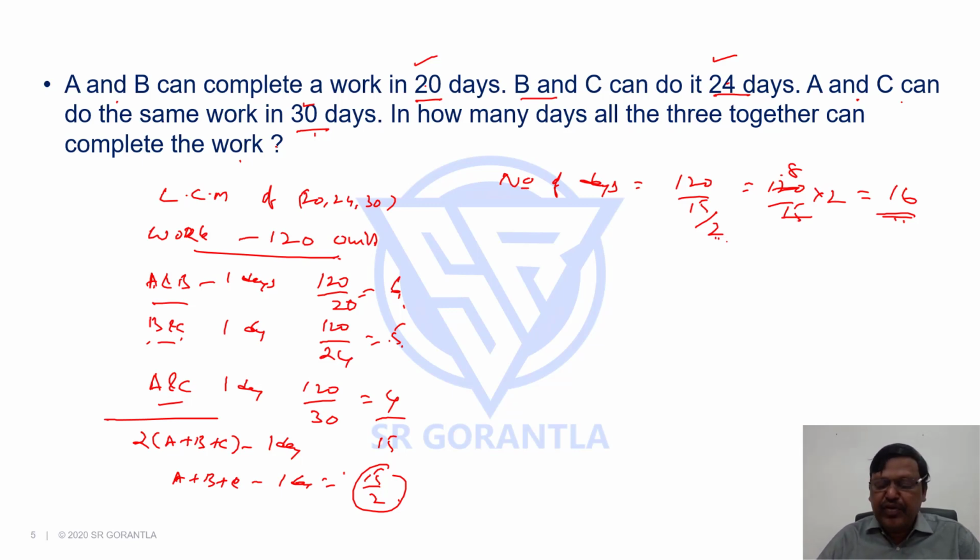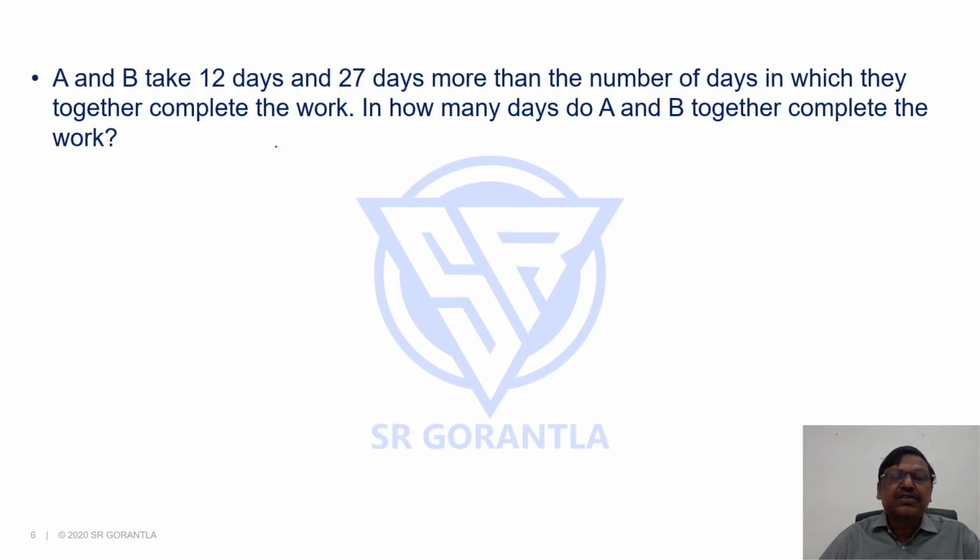Right? Let's take up one more. Interesting question. A and B take 12 days and 27 days more than the number of days in which they together complete the work. In how many days do A and B together complete the work? Right. For this question, I'll do it in 2 different ways. One, by applying unitary method concepts. Second, I'll give you a shortcut.